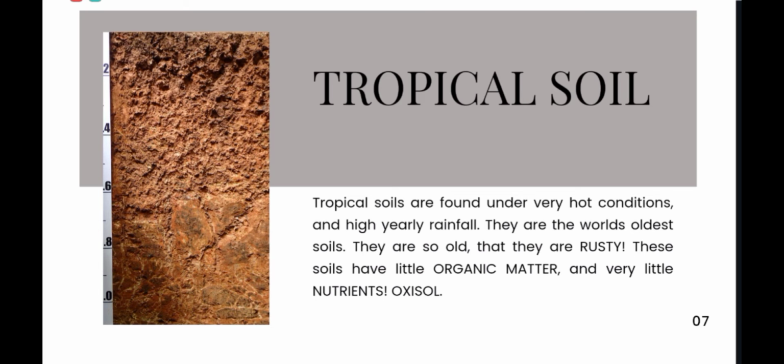So, from the word itself, tropical soil is mostly found in tropical areas. And since this soil is under very hot conditions and yearly rainfall, the nutrients are being leached. So it is called the oldest soil since it lacks nutrients, or maybe there are only a few nutrients in this soil. And because of being so old, the color of this soil is rusty.